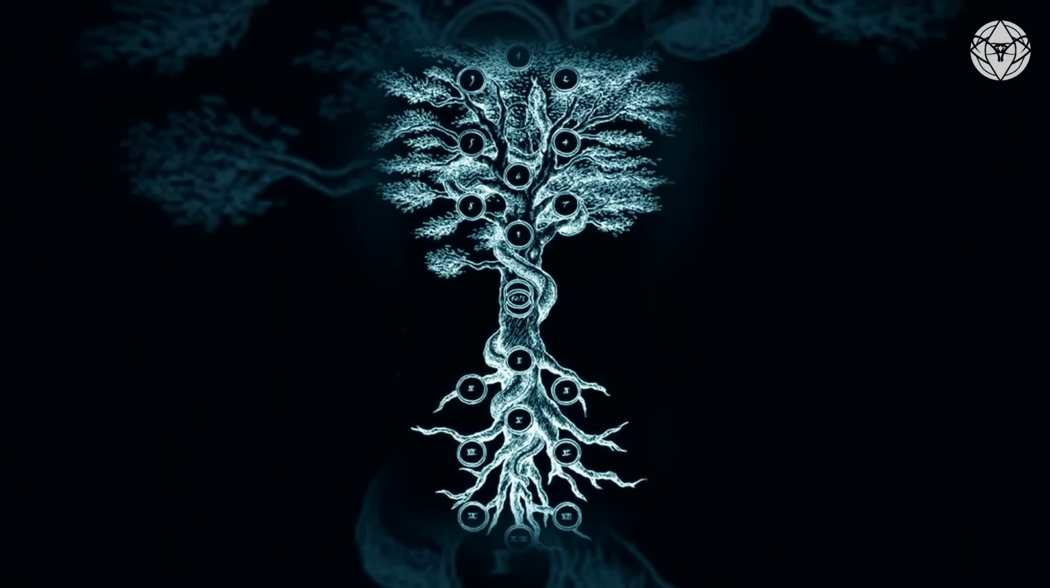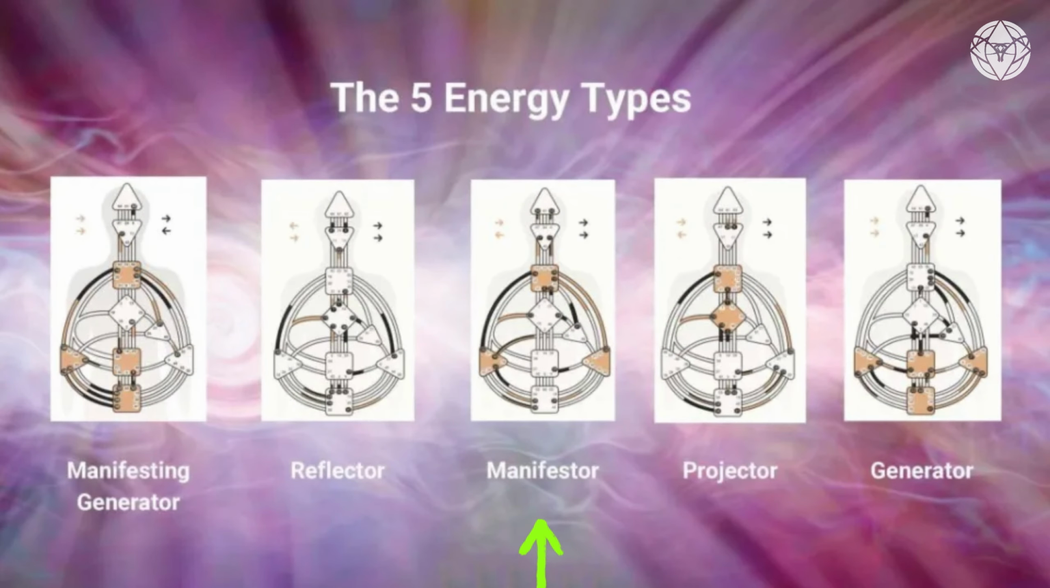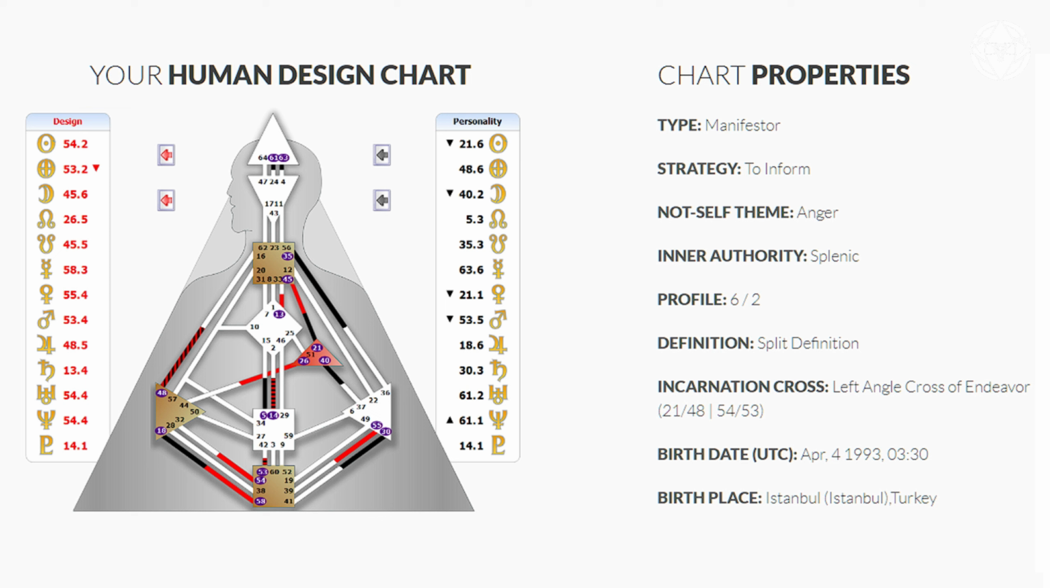Here we go. Type. According to human design, there are 5 basic human types in the world. If you want to read a general explanation about these types, I can tell you as follows. Realizing individual/manifestor. Producing individual/generator. Realizing generating individual/manifesting generator. Shower/projector. Reflecting/reflector. When we look at my sample chart, it says manifestor in the type section.